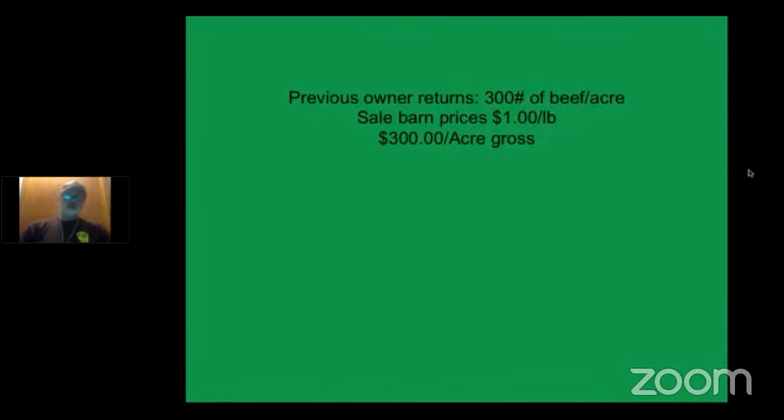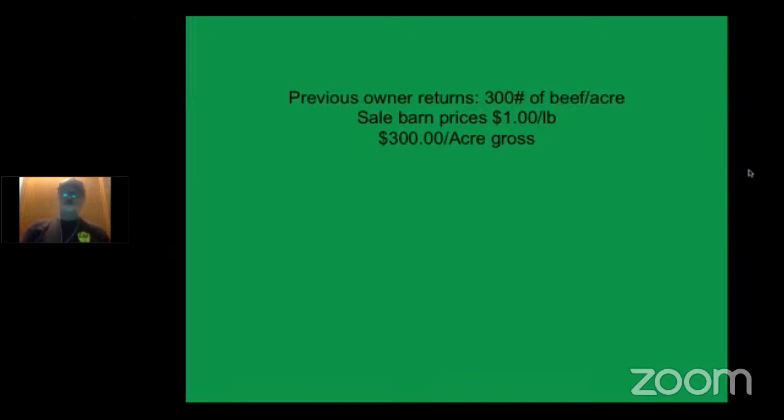Now, just to do a little bit of numbers, the previous owner was getting about 300 pounds of beef per acre. They weren't eating the beef. They were just buying them at the sale barn, a stocker cattle operation, buying at the sale barn in the spring, estimated price of $1 a pound, and then they'd sell it in the fall. So they make about $300 an acre on beef on that particular piece of ground.